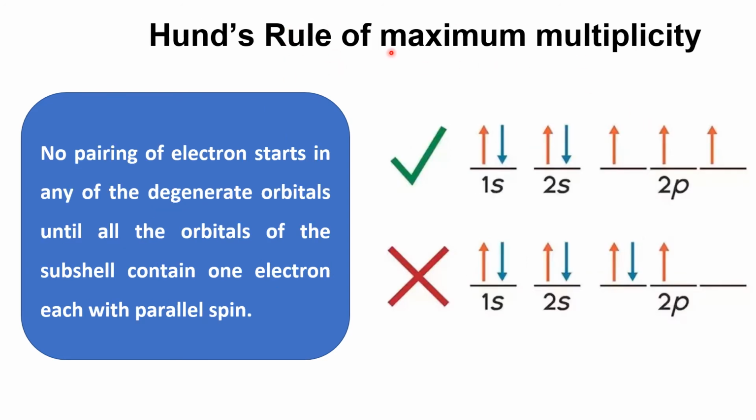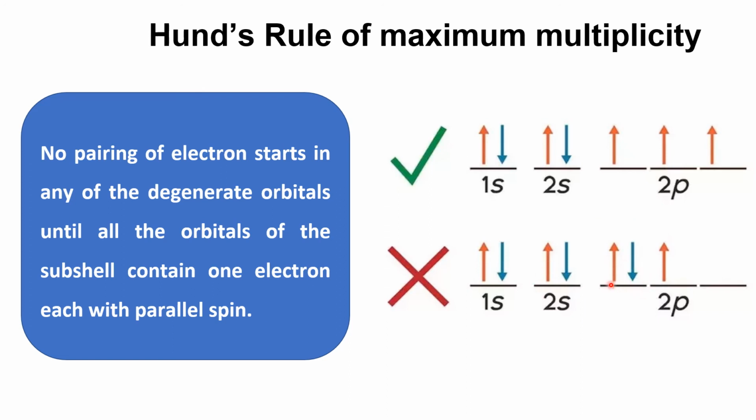Next is Hund's rule of maximum multiplicity. It means that no pairing of electrons starts in any of the degenerate orbitals until all the orbitals of the subshell contain one electron each with parallel spin. For example, 1s is filled, then 2s is filled. And if I'm trying to fill the 2p, as 2p has three orbitals, one electron would come in each orbital first and then the pairing would start. We would be seeing more of it in the coming slides.